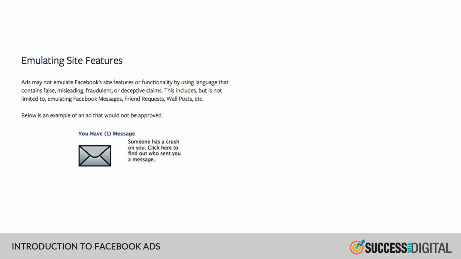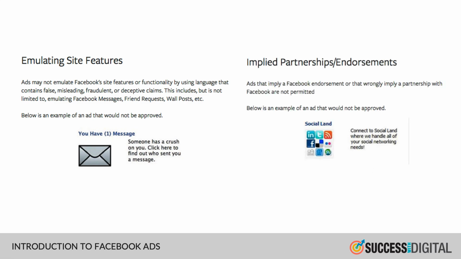Also, you don't want your ads to emulate Facebook's features or use language that contains false, misleading, or fraudulent claims. This can include, but is not limited to, Facebook messages, friend requests, wall posts, etc. Below is an example right here of an ad that would not be approved. The next one is implied partnerships and endorsements. You can't imply in any way Facebook endorsement or any type of partnership with Facebook at all. Any kind of ad like that would not be approved.